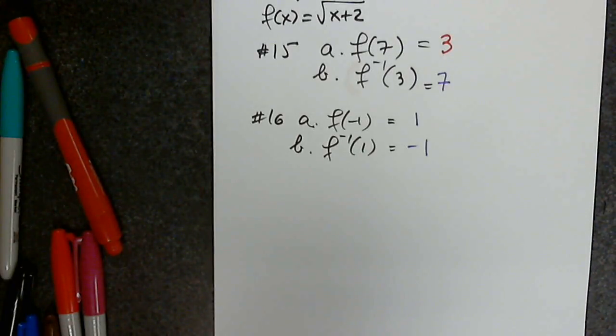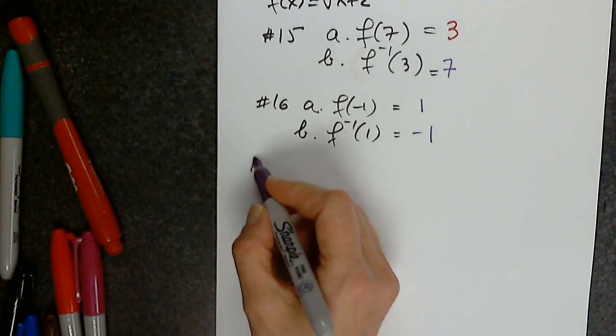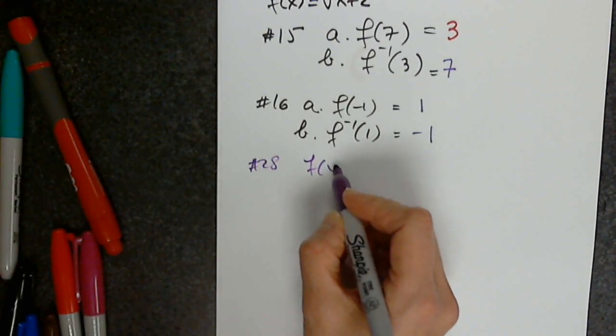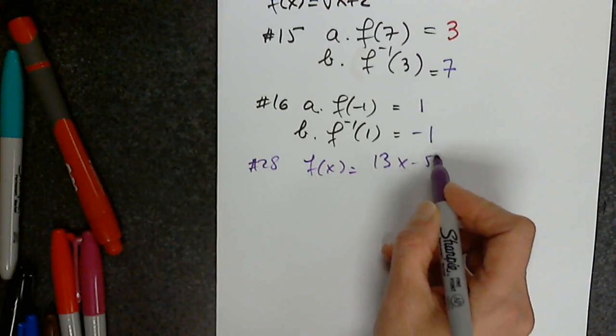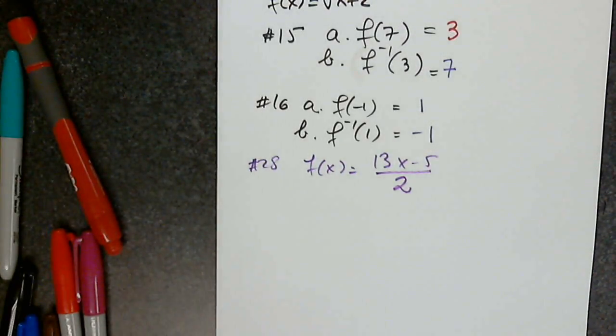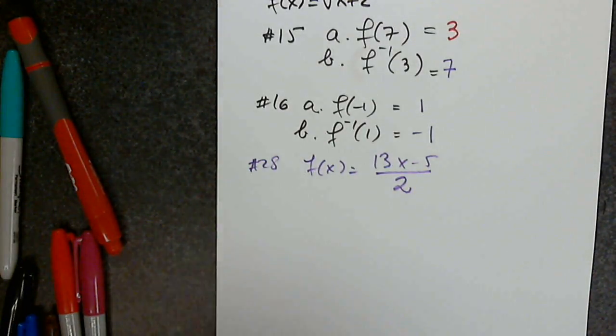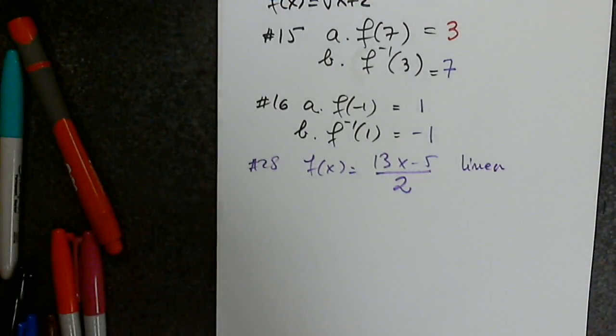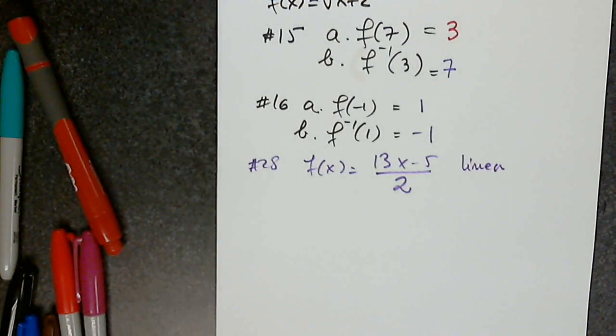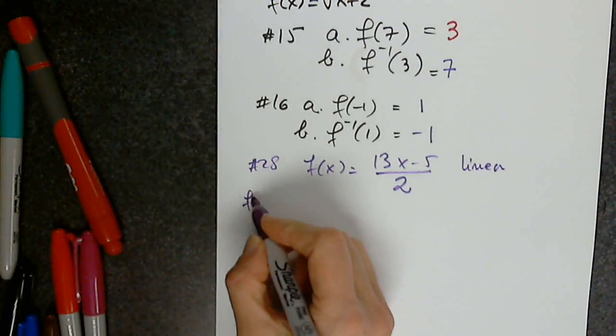So here is 28. We are given f of x equals 13x minus 5 divided by 2. What type of function is this? It doesn't have x in the denominator, so it's just linear, because I can separate it into 13 halves x minus 5 halves. So this is a linear function. Is a linear function 1-to-1? Yes, by the horizontal line test it is 1-to-1. So let's find f inverse.